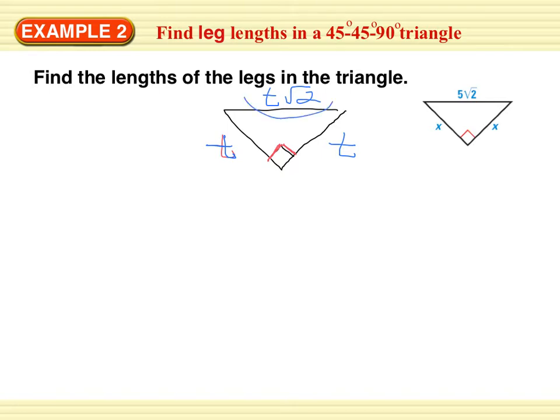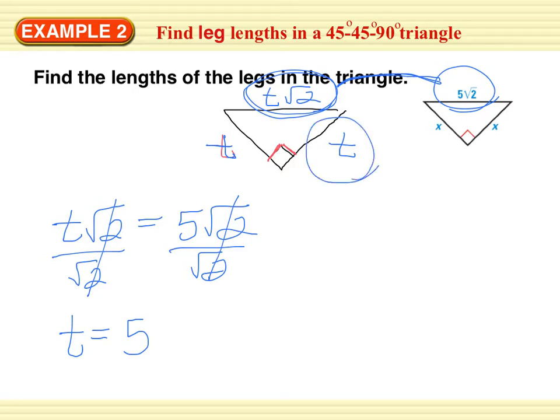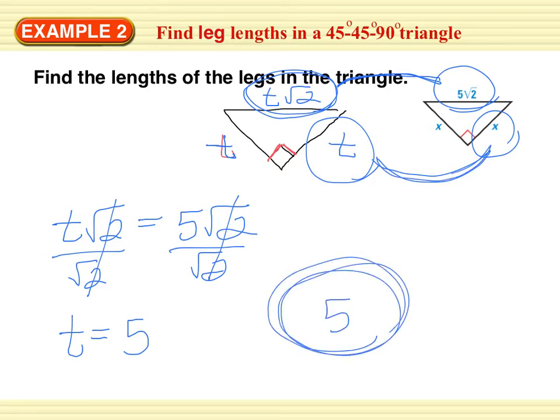So the given is 5 square roots of 2. That's in the same spot as the hypotenuse. So you set those equal to each other. Solve for t. Divide both sides by the square root of 2. T equals 5. So the legs, we see x equals t, so your leg is 5.